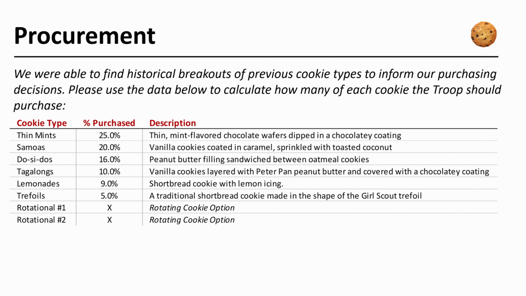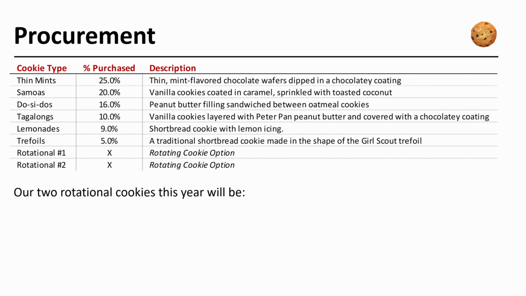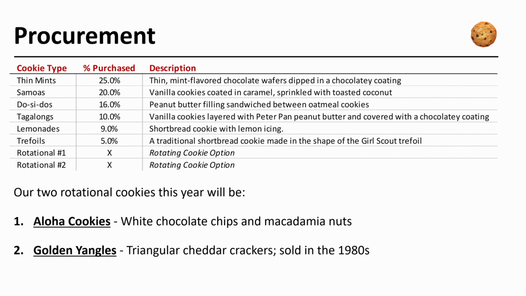So in order to optimize inventory procurement, we need to understand what our 2 rotational cookies will be. Our 2 cookies will be Aloha cookies, which have white chocolate chips and macadamia nuts, and Golden Yangles, which are triangular cheddar crackers that were sold in the 1980s. Both of these are previous Girl Scout cookies that are being brought back for the season.